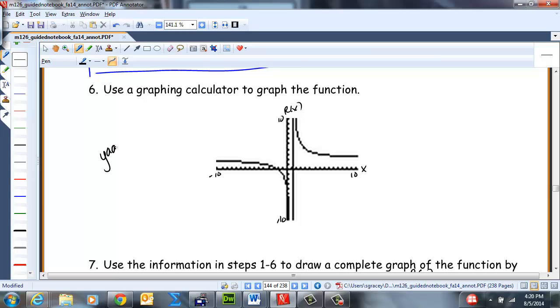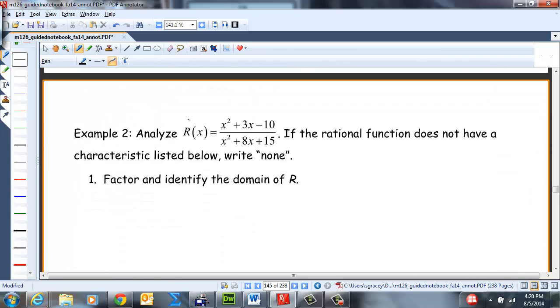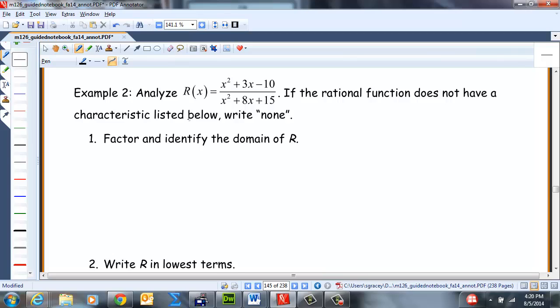And then you can say, yay, we did it. Or we'll say it matches. Okay, so we just basically have a couple more problems just like this.